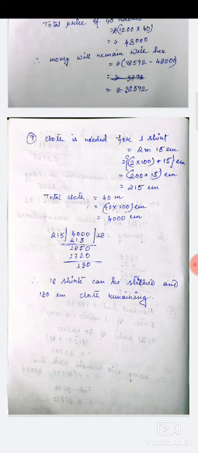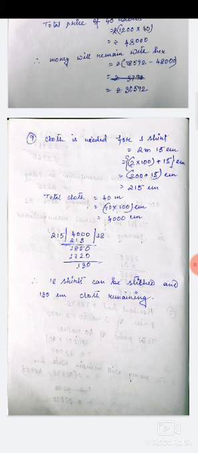To stitch a shirt, 2 meter 15 centimeter cloth is needed. Out of 40 meter cloth, how many shirts can be stitched and how much cloth will remain? Okay, so we have 40 meter cloth, and to stitch one shirt we need 2 meter 15 centimeters. So how many shirts can we stitch and how much cloth remains? Okay, so how can we solve the problem?